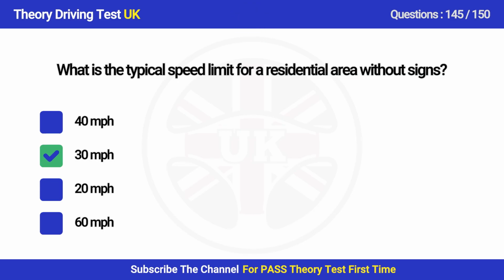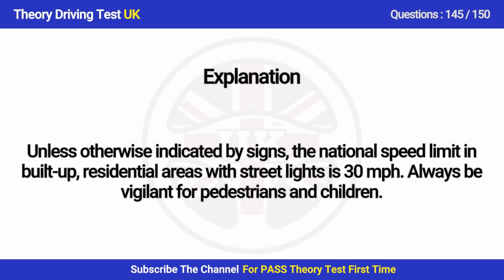Answer is B, 30. Unless otherwise signed, the national speed limit in built-up residential areas with street lights is 30. Always be vigilant for pedestrians and children.